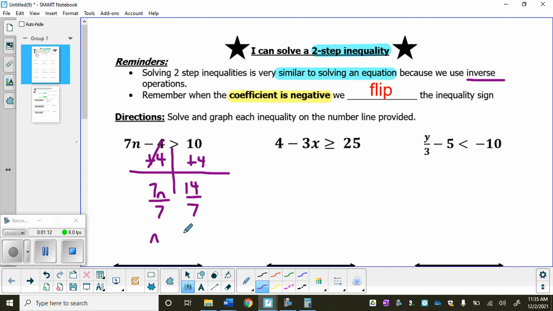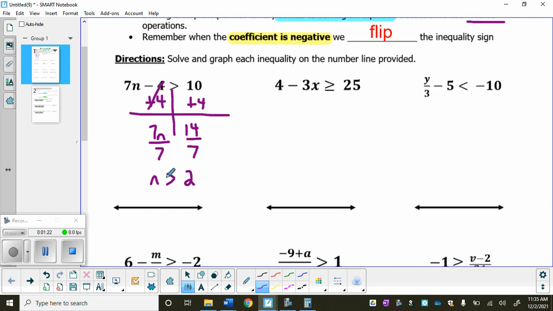So basically, you guys can see that this is exactly like solving an equation, except now we're going to have an inequality symbol instead of an equal sign. So here, n is greater than 2. Now, on a number line, we're going to put a 2 here, which means that 3 would be on this side, and that means 1 is over here. So we'll have an open circle on 2, and since n is greater than 2, we will shade in this direction. So at this point, you should have taken notes on how to solve this two-step inequality. This is the answer that we got, and we graphed the solution here on a number line.